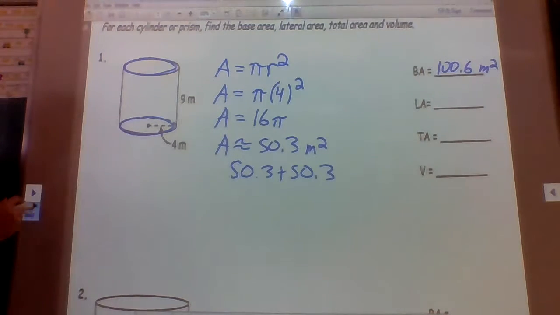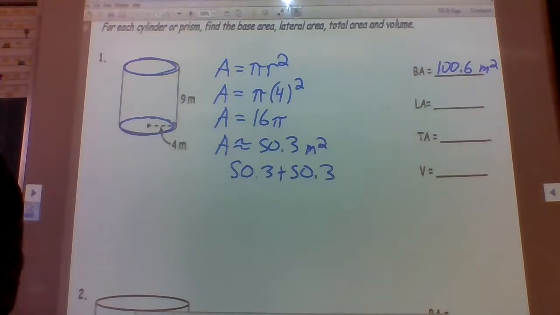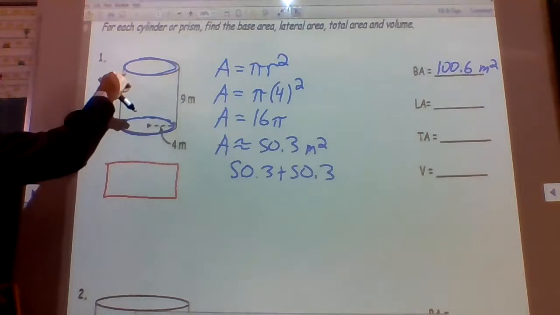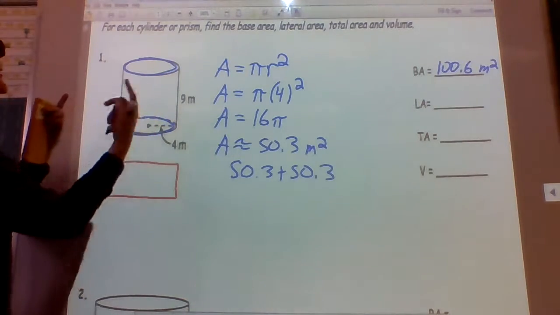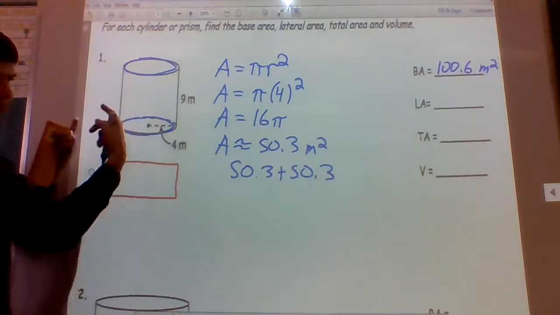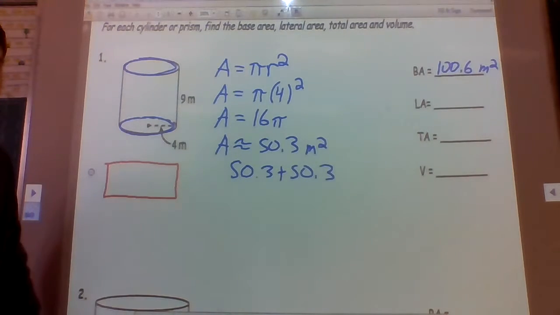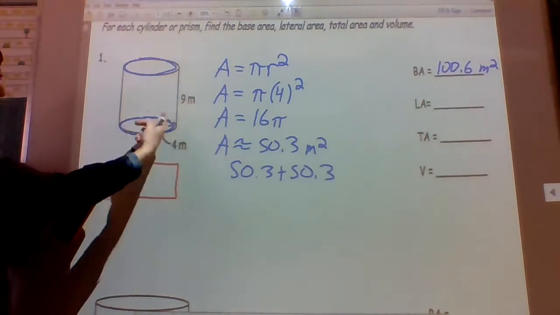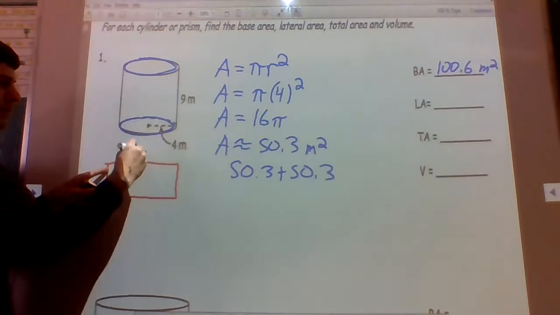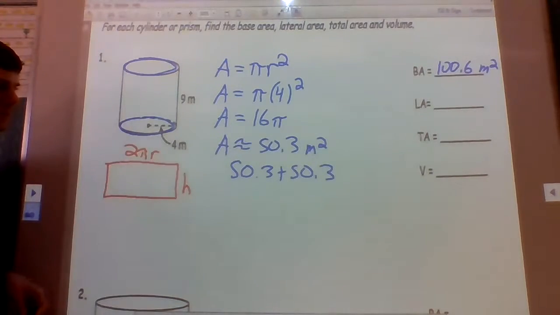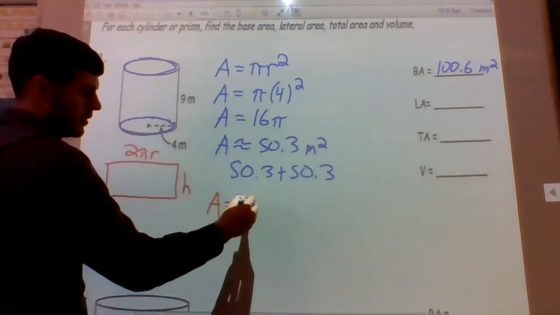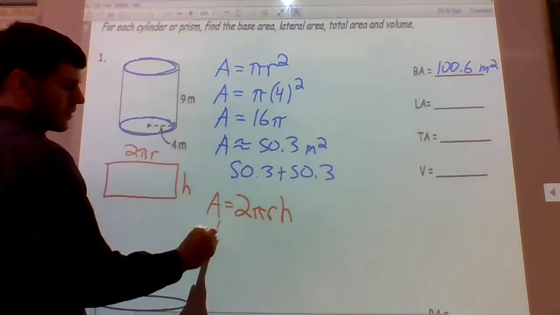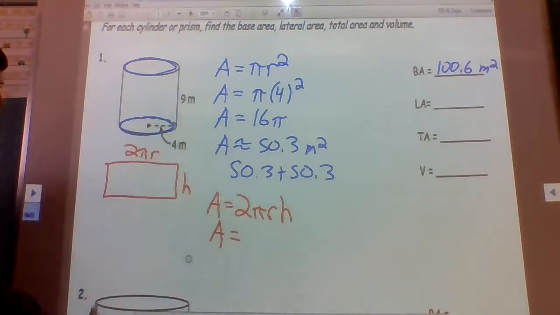Okay, then we have to find the lateral area. So again, on our can, we want to think of the label. If we take the label off the can, it's going to form a rectangle. So if we take this off, we uncylinderize it, and we unravel it. The length of the rectangle is going to be 2 pi r, the length around. And then we're going to have our height. So our area formula for the lateral area is going to be 2 pi r h.